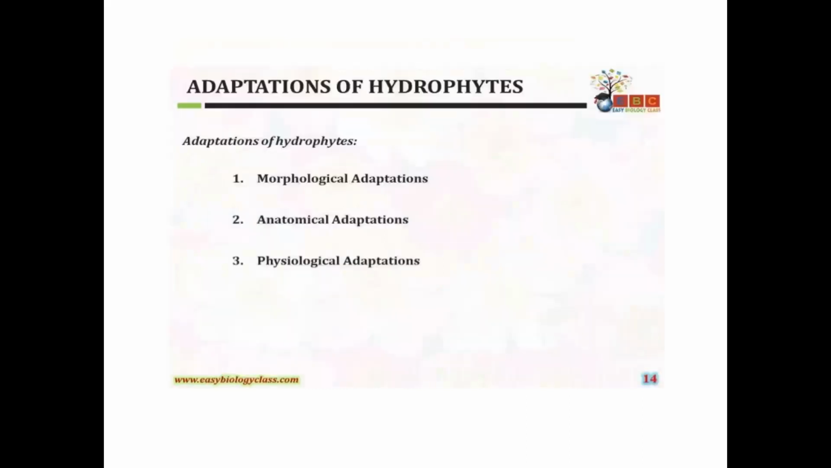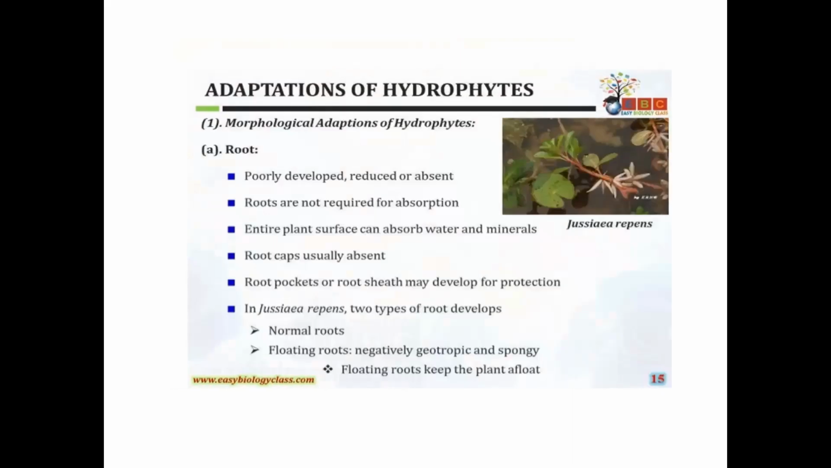Next is the ecological adaptations of hydrophytes. Here, adaptations are again classified into morphological, that is external changes, anatomical, that is internal changes, and physiological, that is physiological activities. The first one is the morphological adaptations of hydrophytes. Generally, the plant contains root, shoot, and leaves. So the first one is the root system.